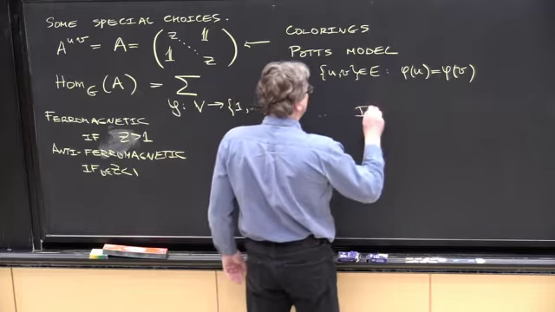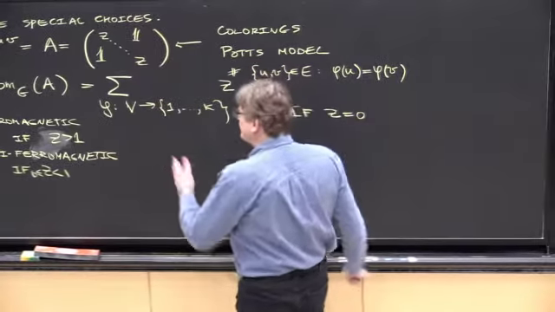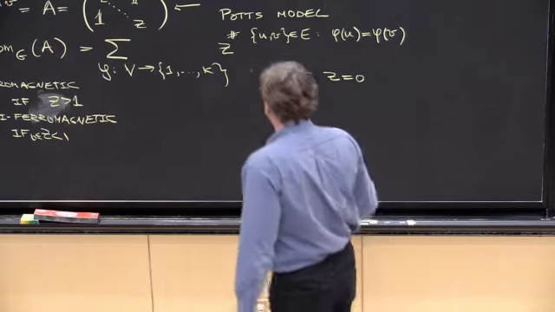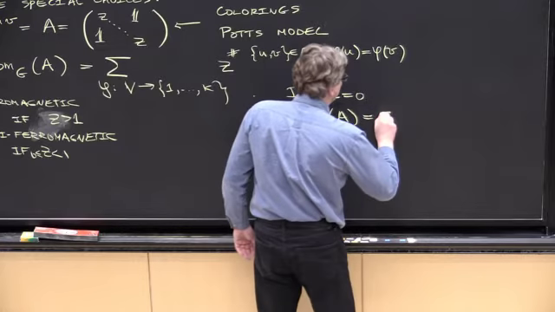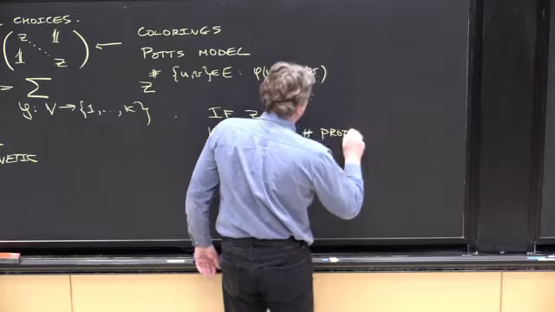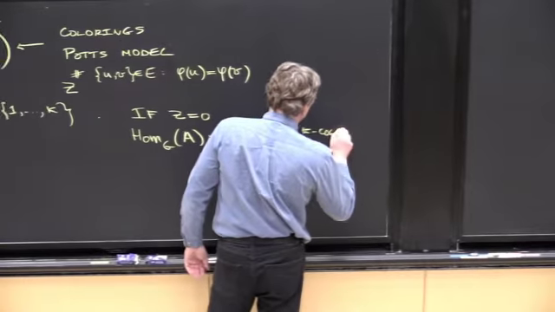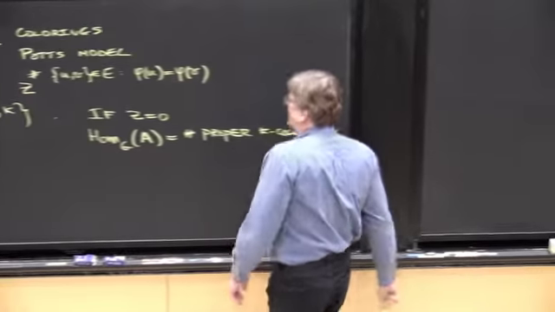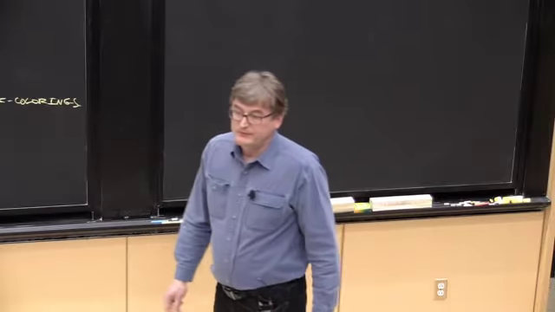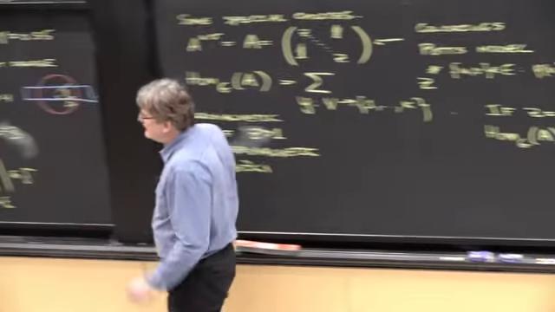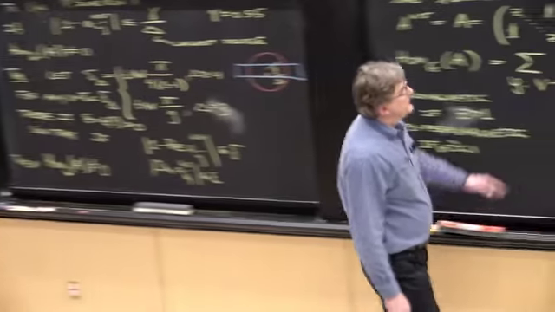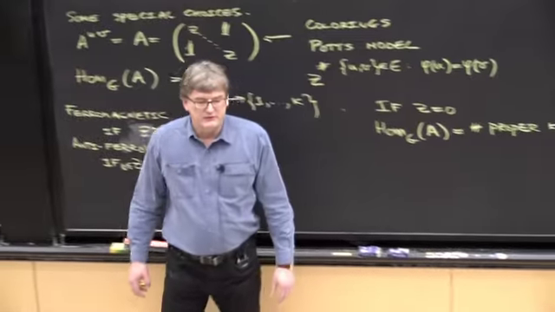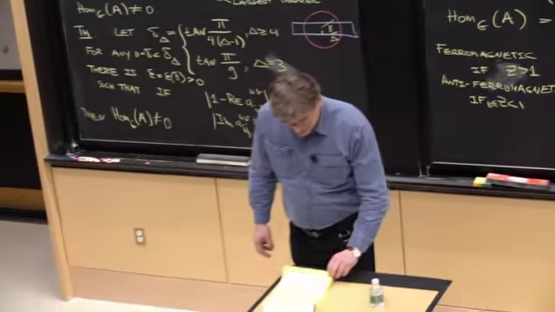So in particular, if z equals 0, the extreme anti-ferromagnetic case, then this thing is just the number of proper k colorings. Something that we certainly would like to compute, right? So if we just discount any colorings that are illegal, that color the 2 endpoints of an edge with the same color, right? So that's one good example.